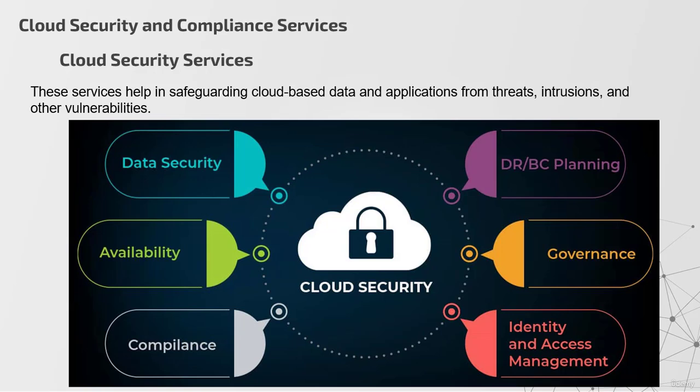And then we've got DRBC, or disaster recovery and business continuity planning. Now, DR and BC planning involve creating strategies and procedures to recover data and ensure business operations continue in the event of disasters, whether natural or man-made. So in case of unexpected events like server crashes, data breaches, or natural calamities, DRBC plans ensure minimal business disruption and quick recovery of lost data.